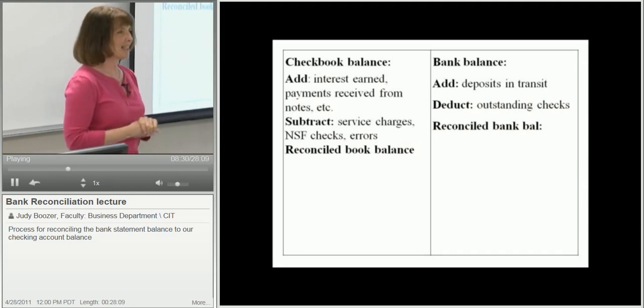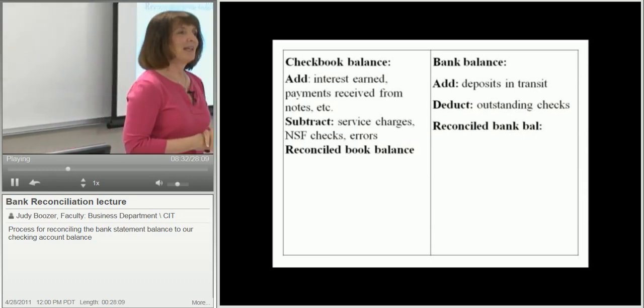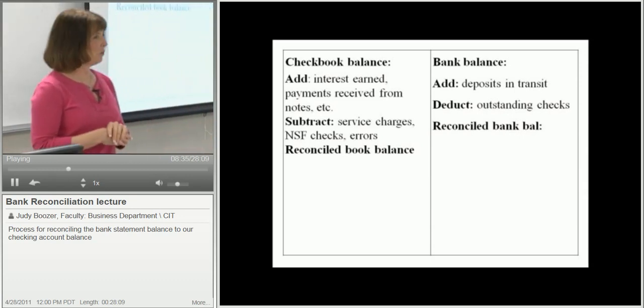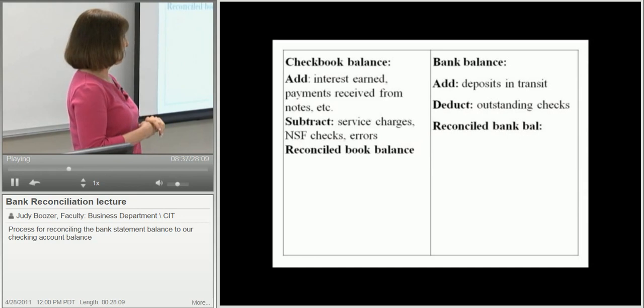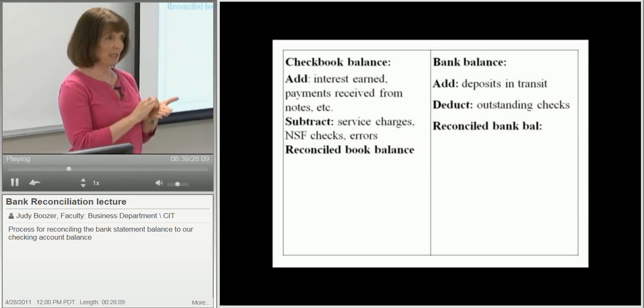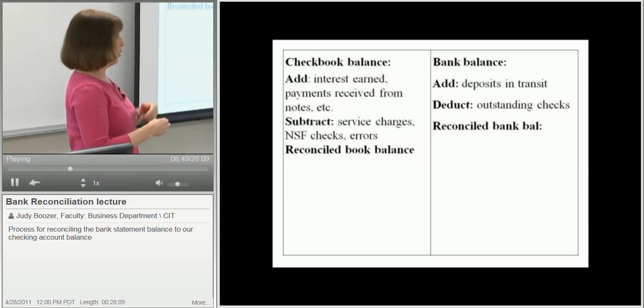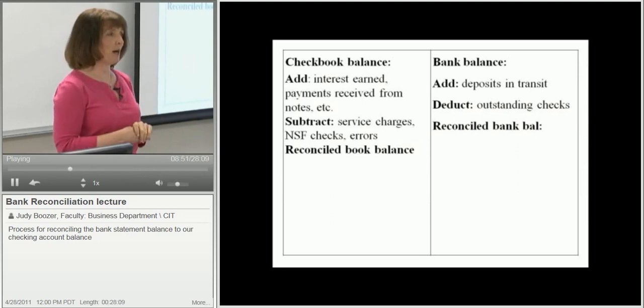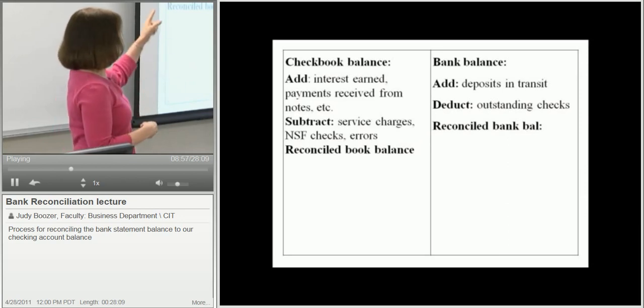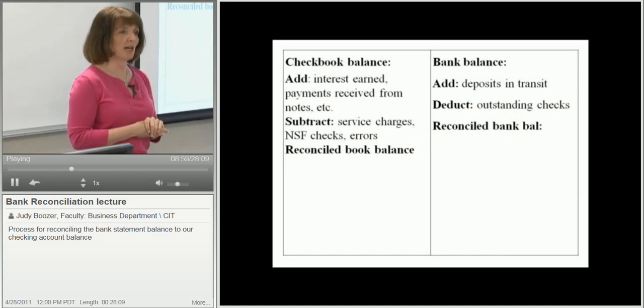What deductions? Outstanding checks. And what are those? Checks that the business has written but haven't been processed for payment. So therefore the money is still in your account, correct? Because we've deducted it from our records doesn't mean the bank is going to do so until those checks have cleared for payment. So you're going to list all of those outstanding checks.